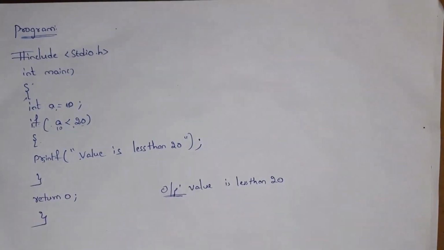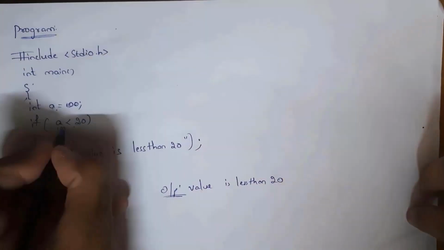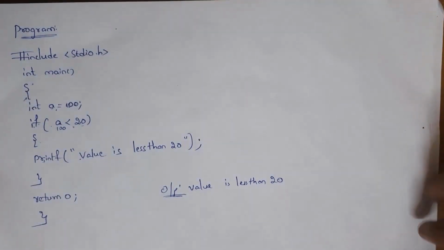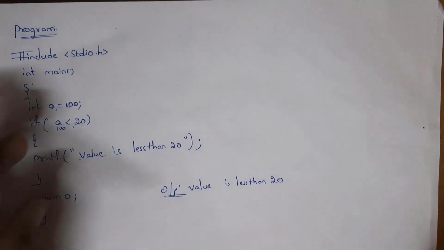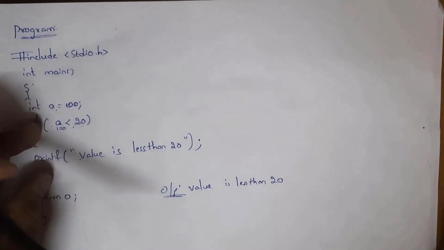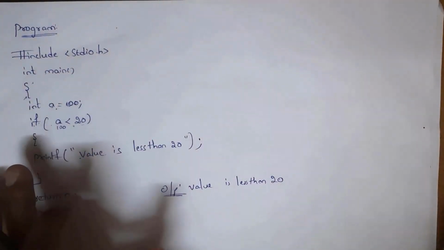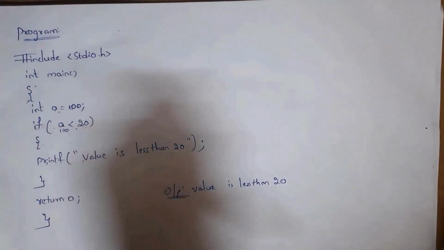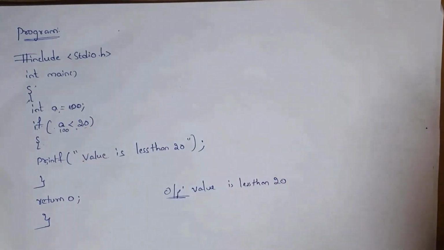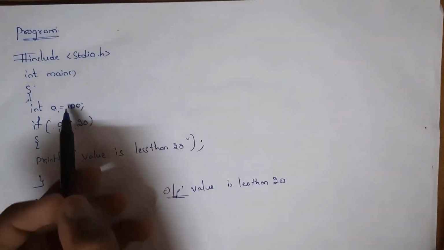For example, here if I give value of a as 100, 100 is not less than 20. 100 is greater than 20. So whatever the statement that is present inside if will not be executed because condition is false. 100 is not less than 20. So I will not get any output if I give value of a as 100.